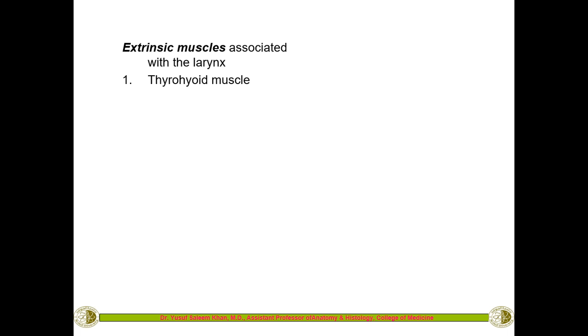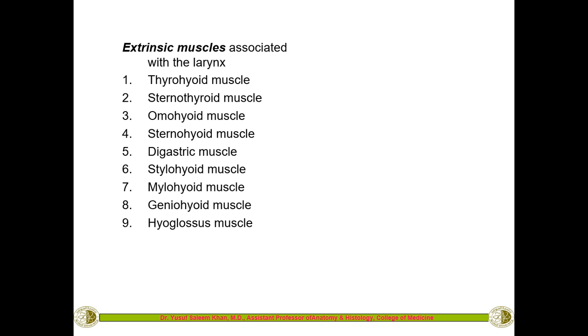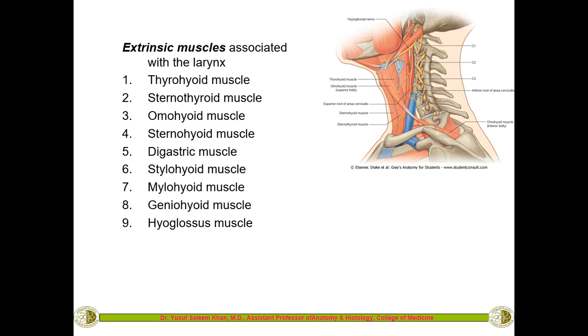Which are the extrinsic muscles? Which are already studied in the musculoskeletal system. One is the thyrohyoid, sternohyoid, omohyoid, sternothyroid, digastric, stylohyoid, mylohyoid, geniohyoid, hyoglossus. All these are the muscles of the larynx which are extrinsic and they are present in the neck. You have studied these muscles as infrahyoid and suprahyoid muscles.